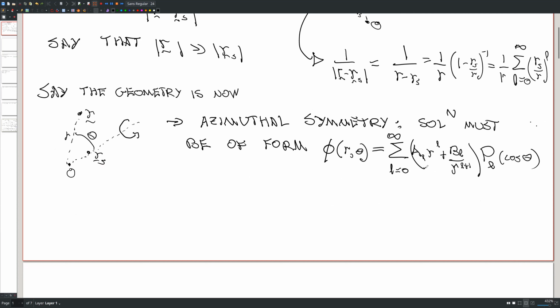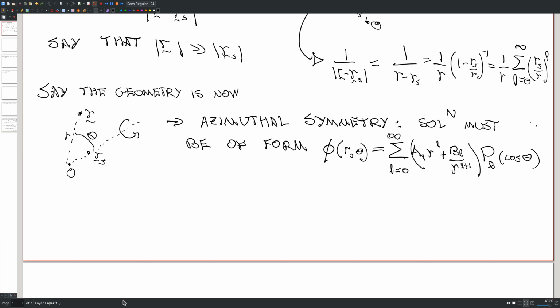Sorry, don't you love my handwriting by now? A_L r to the L plus B_L divided by r to the L plus 1. Maybe I should teach electrodynamics just orally like this and never write things down, in the old tradition of Homer, just recite things. Sum L from 0 to infinity, A_L r to the L plus B_L divided by r to the L plus 1, close parentheses, P_L of cos theta, blah, blah, blah, and then accompanied by guitar and whatnot. You'd remember this.